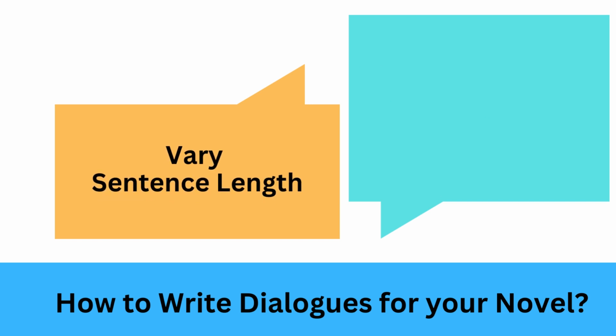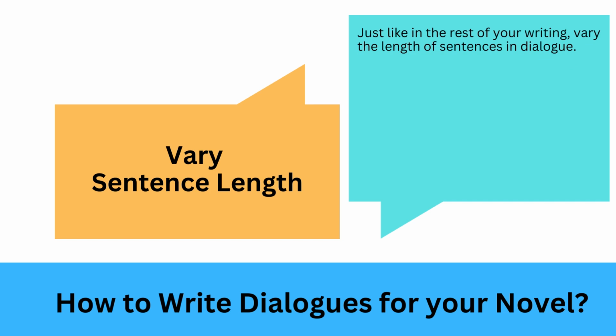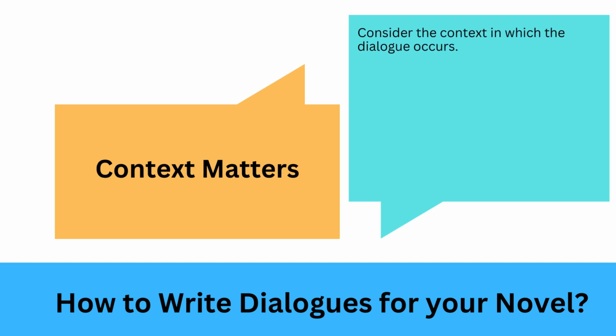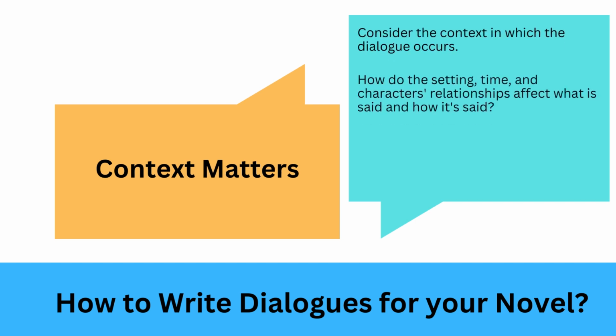Vary sentence length. Just like in the rest of your writing, vary the length of sentences in dialogue. This adds rhythm and makes the conversation more engaging. Context matters. Consider the context in which the dialogue occurs. How do the setting, time, and characters' relationships affect what is said and how it's said?